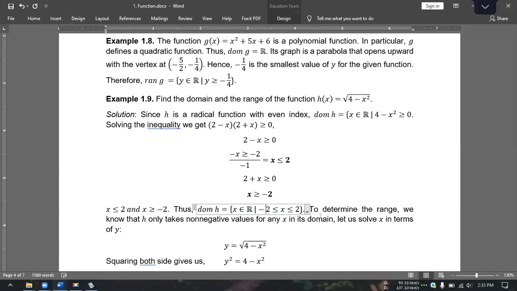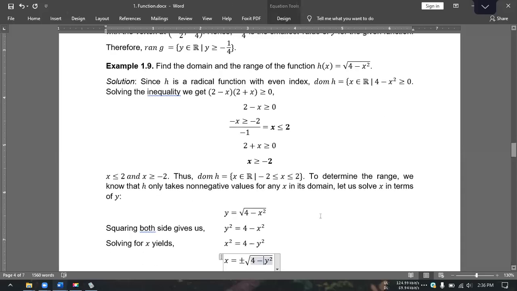Saan na tayo? So, we're good with our domain, no? This time, we'll go to the range. Although the range of this function is somewhat the same as how we solve for the domain of the function. So, to determine the range, we know that h only takes non-negative values for any x in its domain. Now, let us solve x in terms of y, or sa madaling salita, we have to isolate the value of x.